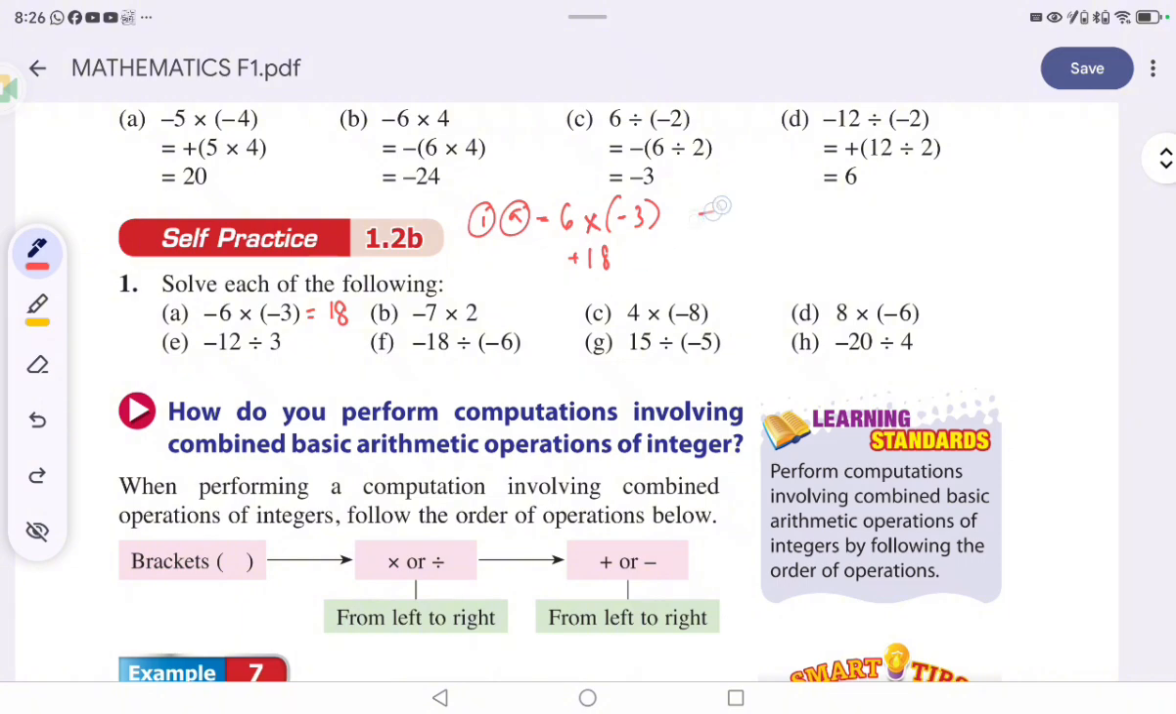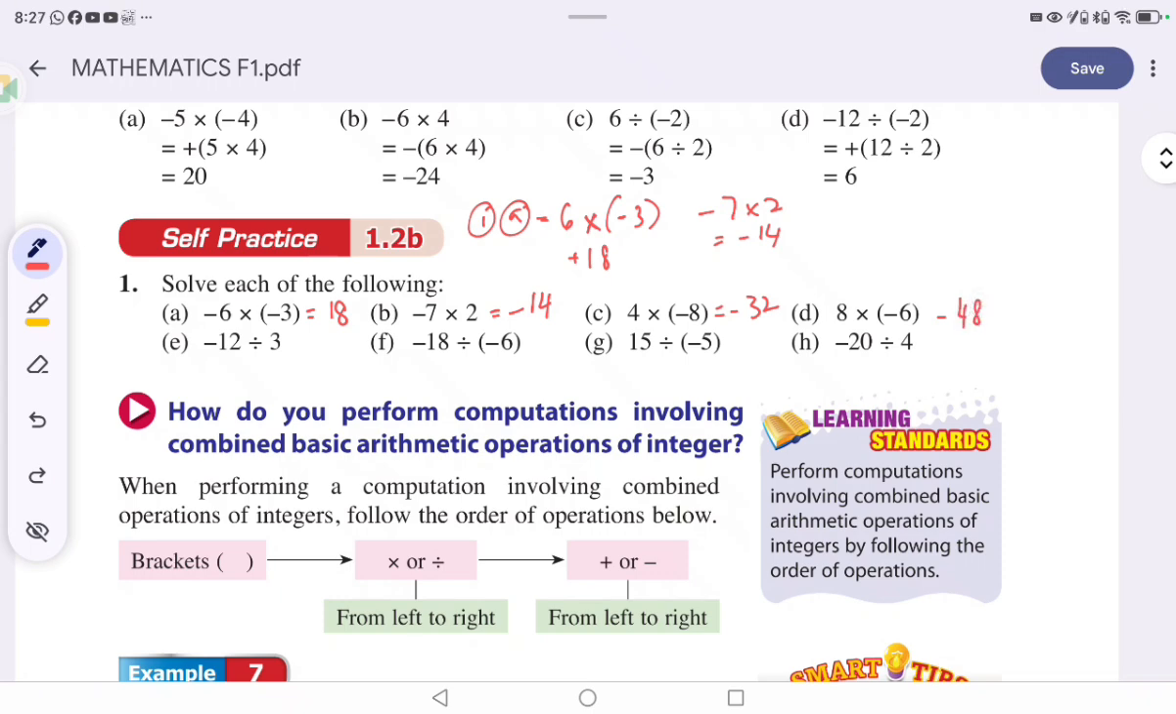Okay, B. Negative 7 times 2, how much will you get? 7 times 2 is 14, so negative 14. Next, negative 4 times 8. 4 times 8, you will get 32, so negative 32. Then negative 8 times 6. 8 times 6, you will get 48, so negative 48.